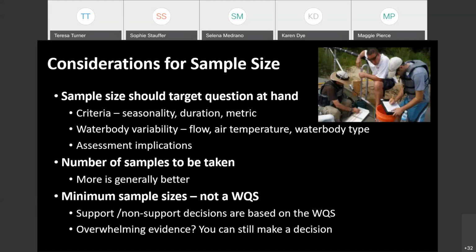An example of this I'm thinking of is maybe you have a minimum sample size of 5 in your assessment methodology, and for whatever reason, maybe because of COVID, you weren't able to get out and get all 5 samples. You only got 3, but it turns out 2 of those samples are exceeding an acute criterion, which has no acceptable exceedance frequency associated with it. That could be an example of a situation where you're looking at overwhelming evidence that there's a problem in this water body.